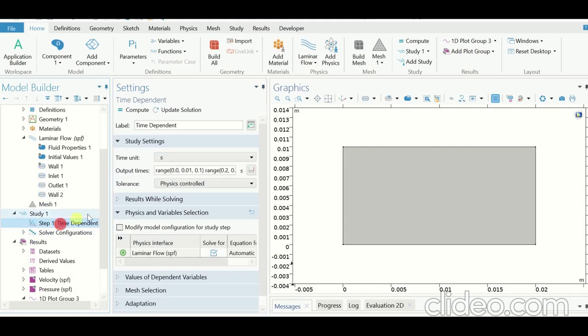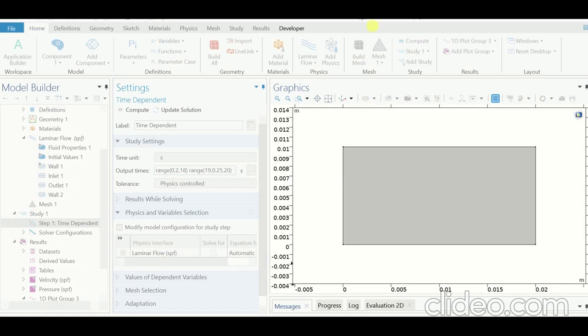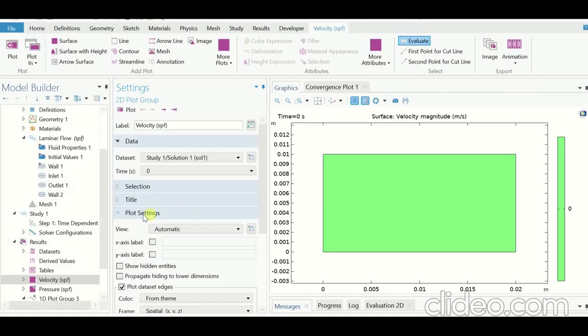Now go to the study, and here we have to enter the output time ranges where we want to see our results. The first range is 0, 2, 18. That means it will give us results from 0 second to 18 seconds with an interval of 2 seconds. Another range is from 19 to 20 with an interval of 0.25 second. Now compute, run the simulation, and here is the result.